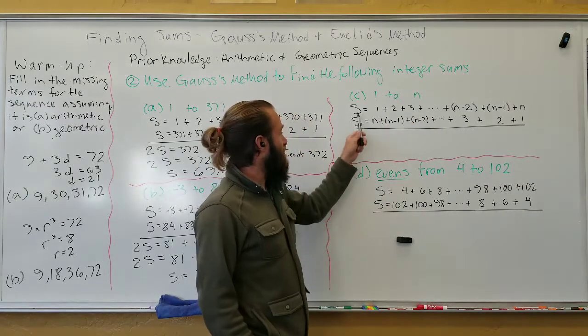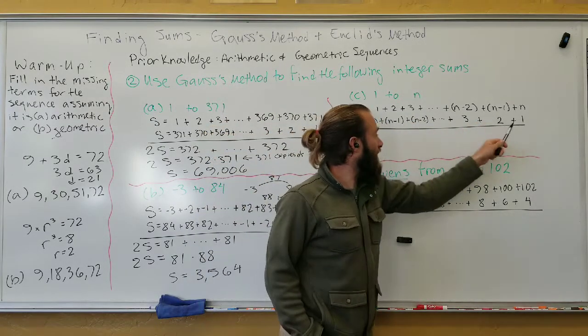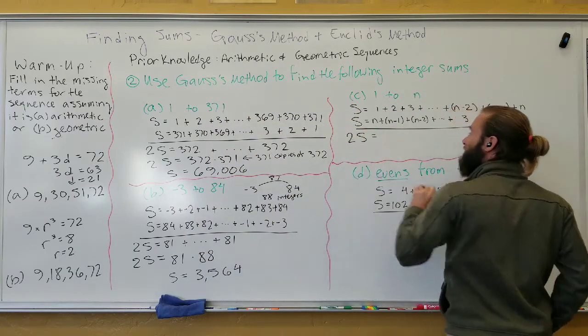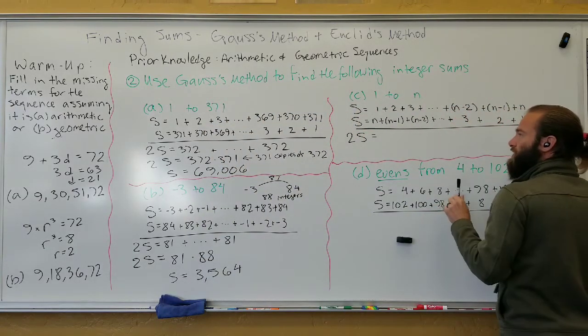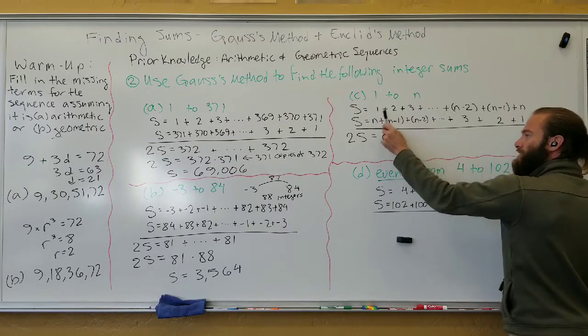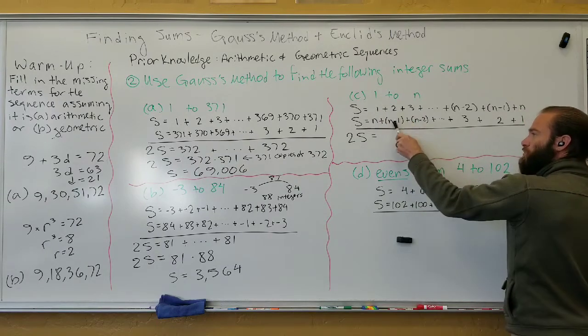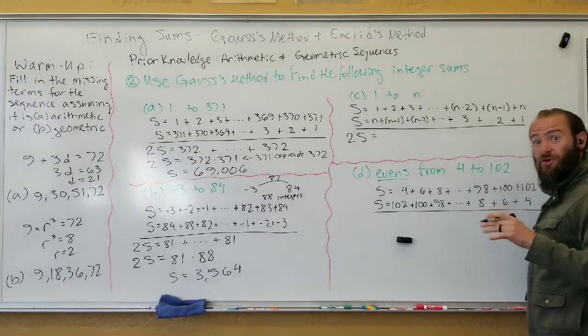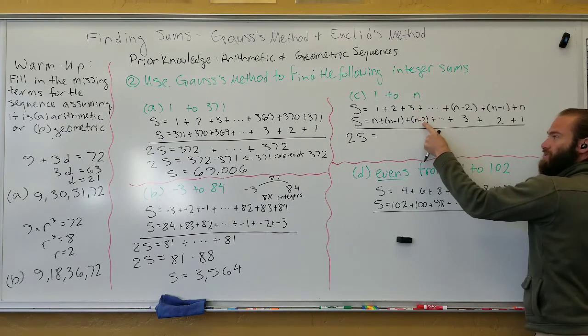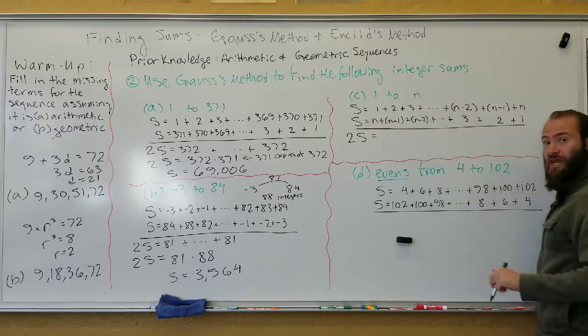So I can do the same thing here. I can line it up forwards and backwards and add them together. And I'm going to get 2s equals, now here's what the trick is. If I line these up, each piece, 1 plus n is n plus 1. 2 plus n minus 1 is also n plus 1. In fact, this is always 1 more than that, so this minus and that plus always is going to end up as plus 1.